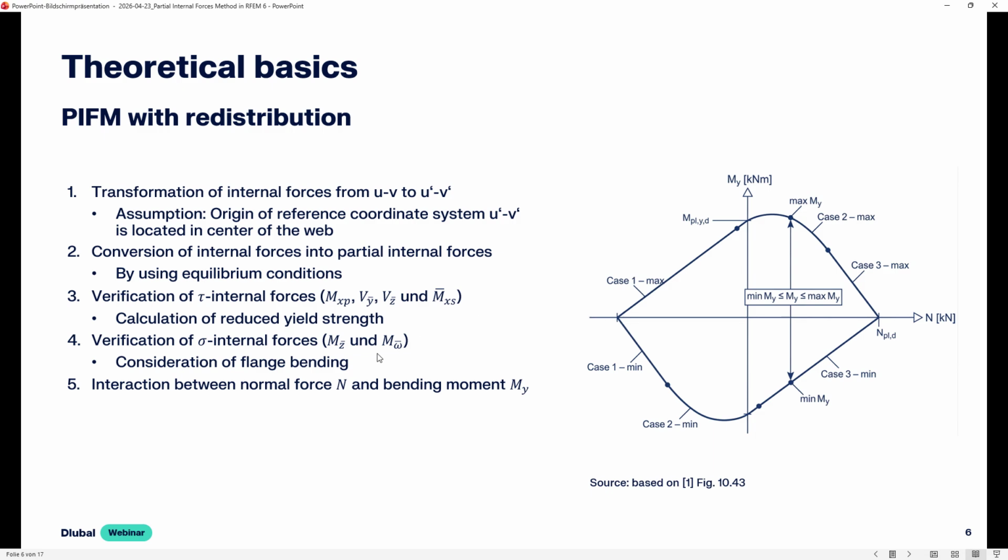Yeah, and that's basically it. That's the idea of the PIFM with redistribution, and that's how it works. And you can, as I said, split it in 5 basic steps.